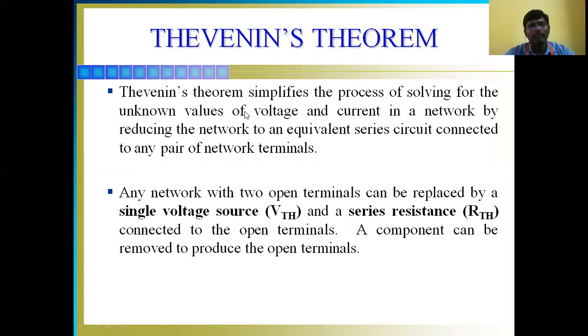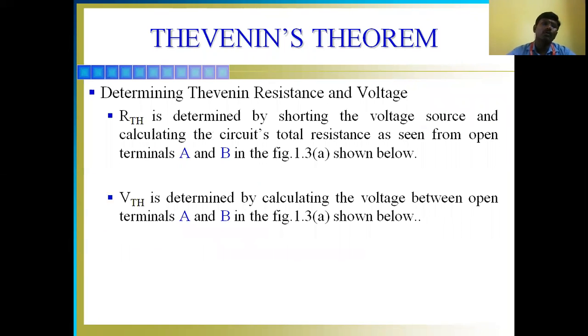Coming to the significance of Thevenin's theorem, it simplifies the process of solving for the unknown values of voltage and current in a network by reducing the network to an equivalent series circuit connected to any pair of network terminals. Now, how to find VThevenin and RThevenin? RThevenin is determined by shorting the voltage source and calculating the circuit's total resistance as seen from the open circuit terminals A and B in figure 1.3 below.